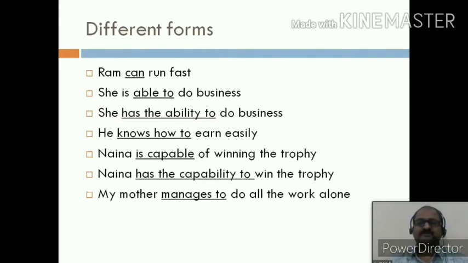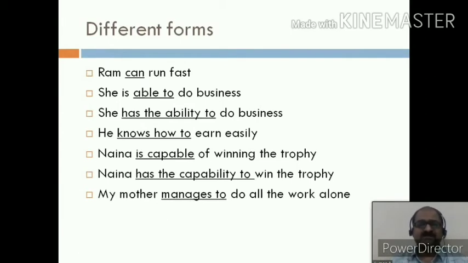So as you know, the subjects change. We change the is, am, are auxiliaries. For example, I am able to. He, she, it is able to. And the plurals take are. We are able to, and they are able to.